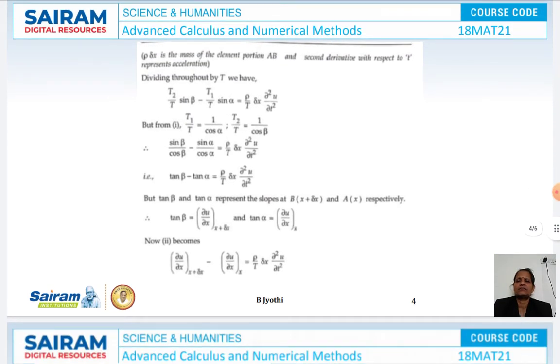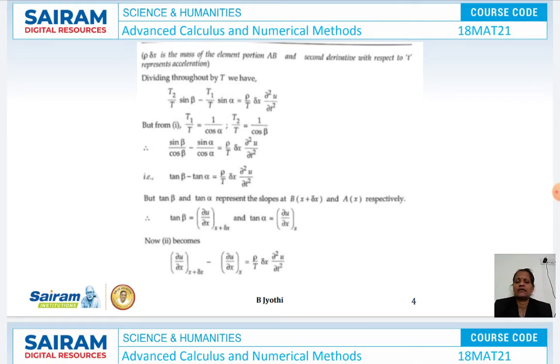Rho delta x is the mass of the element portion AB, and the second derivative with respect to t represents the acceleration. Dividing throughout by T, we get T2 by T sin beta minus T1 by T sin alpha equals rho by T delta x into del square u by del t square. But from 1, T1 by T is equal to 1 by cos alpha, and T2 by T is equal to 1 by cos beta. Therefore, sin beta by cos beta minus sin alpha by cos alpha is equal to rho by T into delta x del square u by del t square.